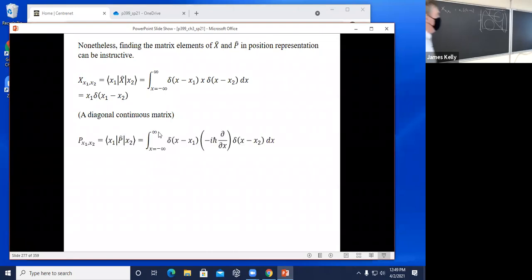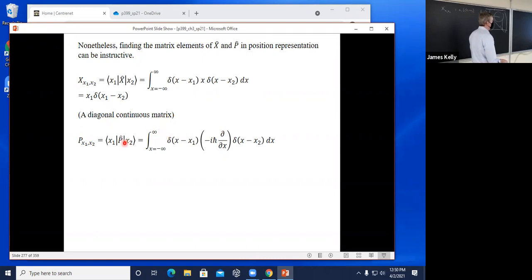What about the momentum operator in the position representation? Let's try doing the same thing. So here I've just sandwiched, same kind of thing. I'm just sandwiching the momentum operator between these two states of definite position and trying to do the integral. And let's think about how to do the integral.